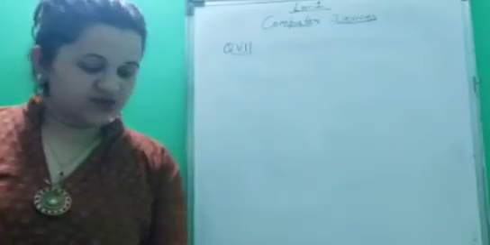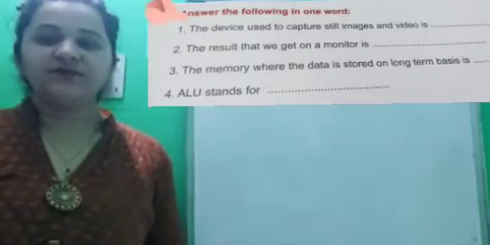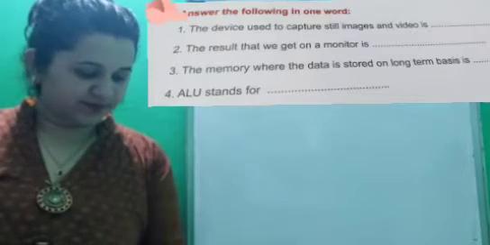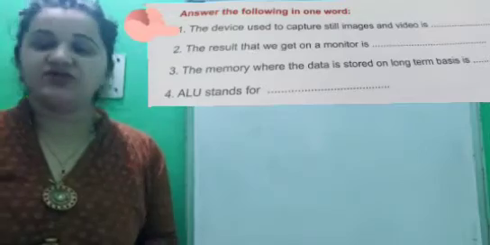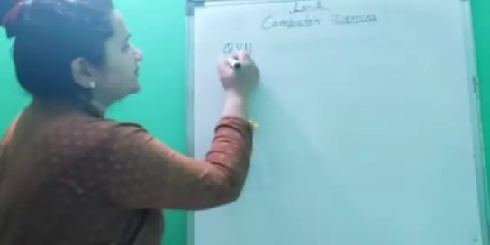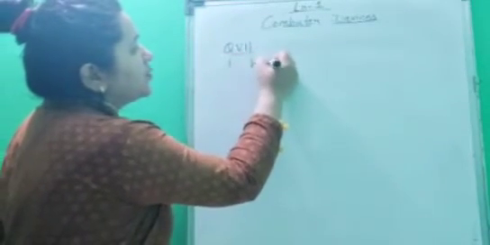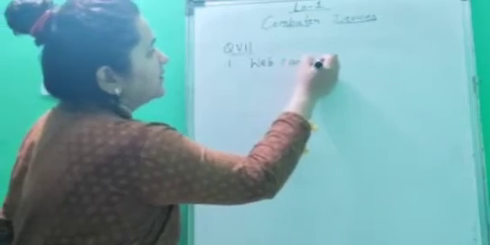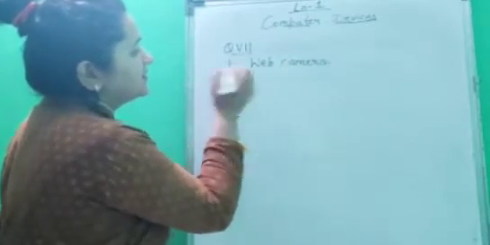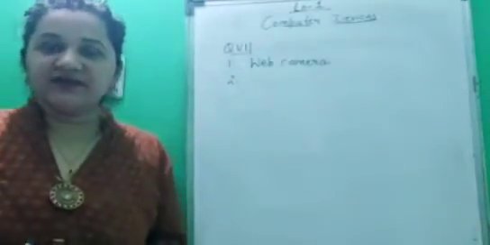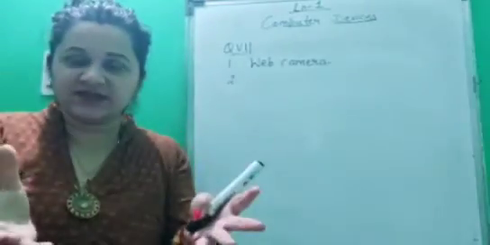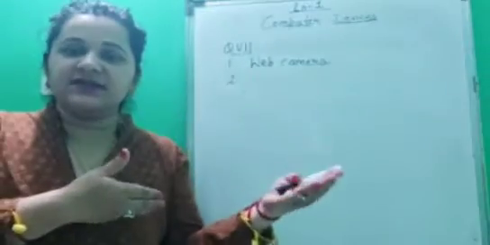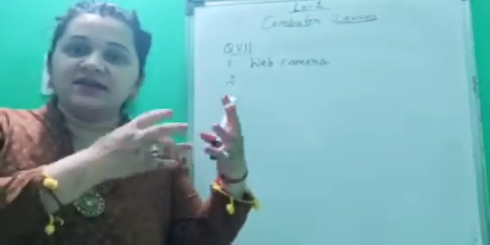And here comes question number 7. Answer the following in one word. First one, the device used to capture still images and video is, yes children, web camera. Web camera is an input device. It captures the images or videos of a person or the objects in front of it, and it stores that picture or video into the computer system.